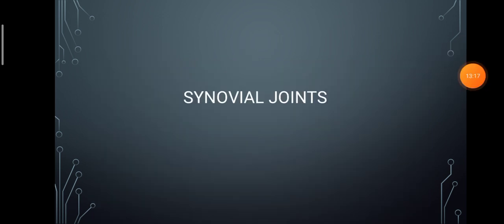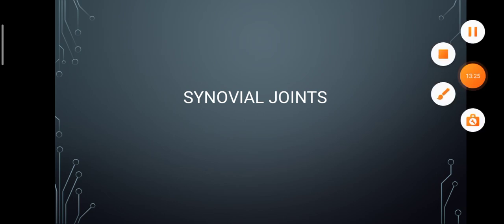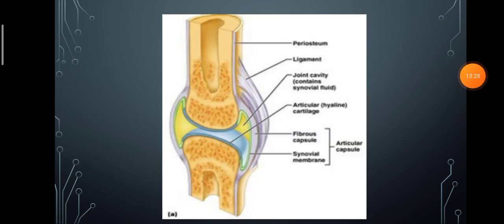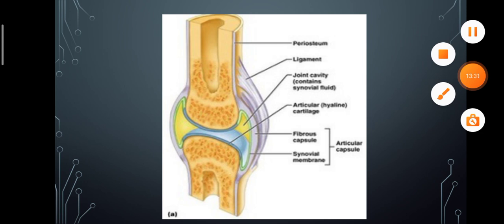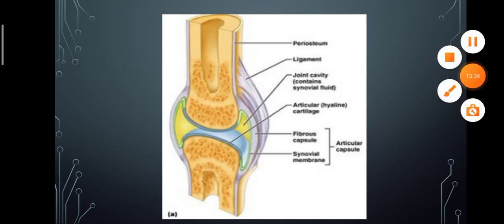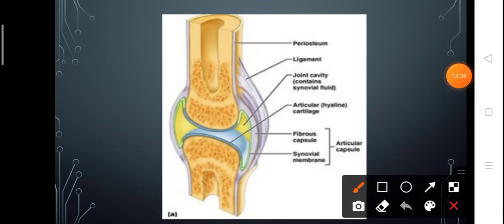Now regarding the synovial joint. These are joints having a joint cavity containing synovial fluid. Parts of a synovial joint: this is the capsule, the outer covering of the joint, which is lined internally by the synovial membrane. This is the synovial membrane, and there is an articular cartilage which covers the bony ends. This is hyaline cartilage only.